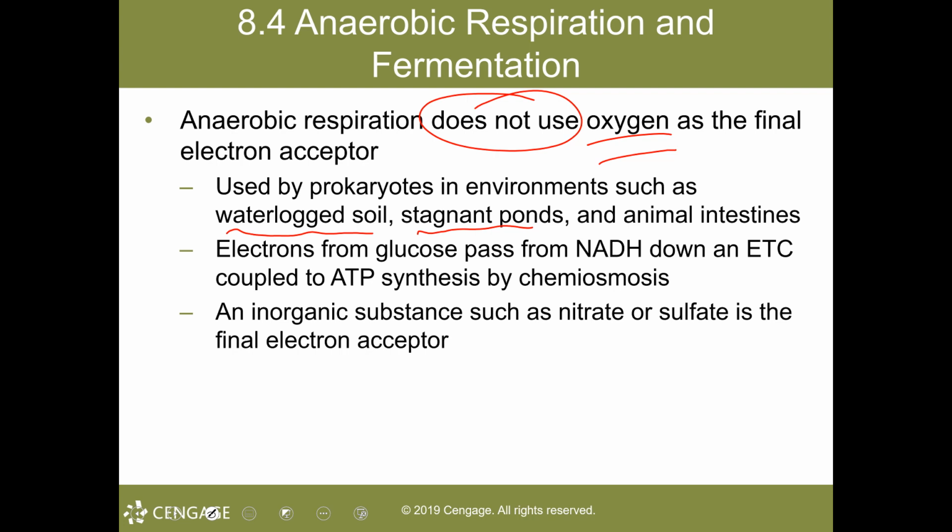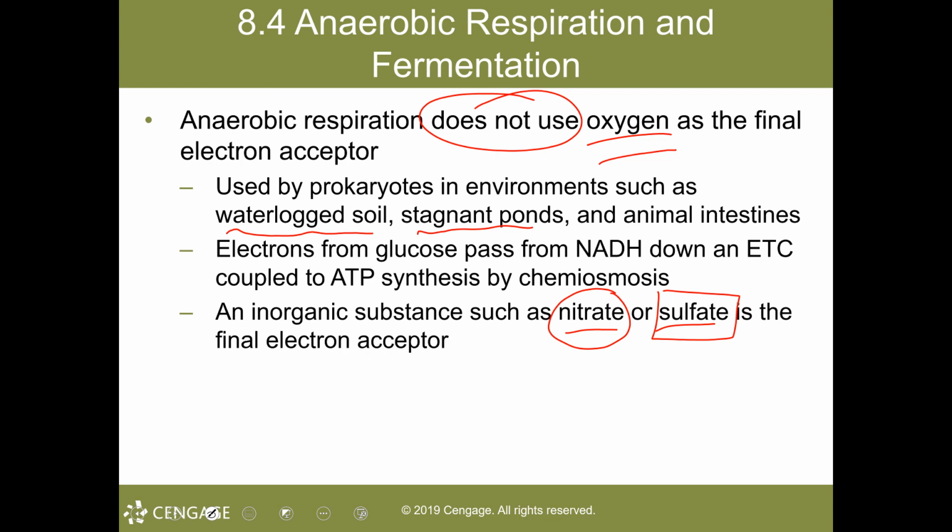So what happens is those electrons, of course, will pass from glucose to NADH, down the electron transport chain, and of course couple to form ATP synthesis by chemiosmosis. However, class, an inorganic substance such as nitrate, I repeat, such as nitrate or sulfate, is going to be the final electron acceptor. Make a note of those.